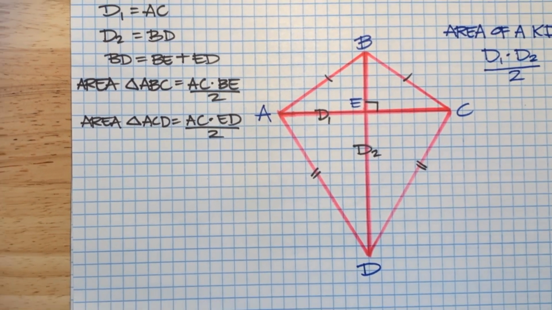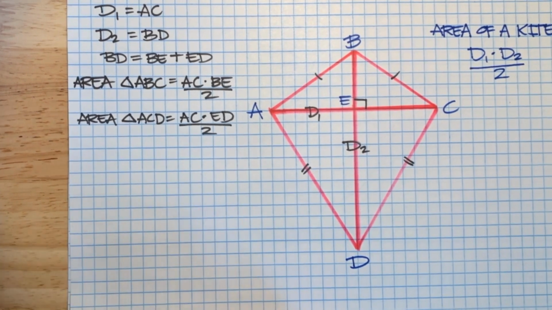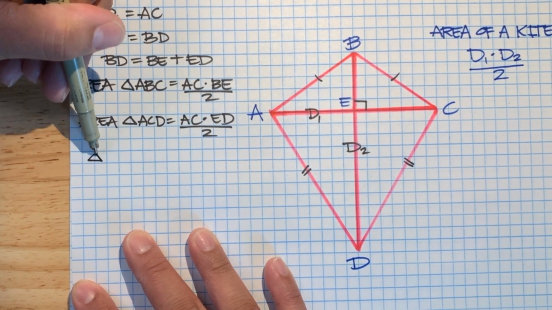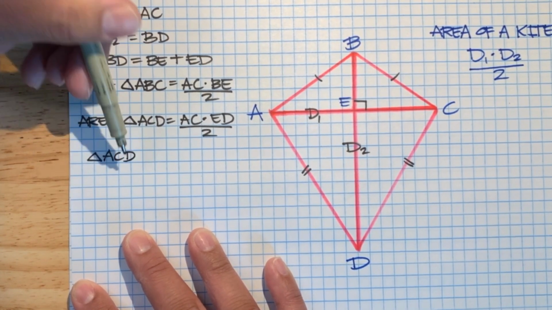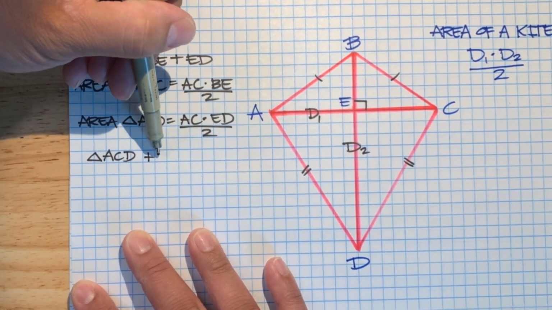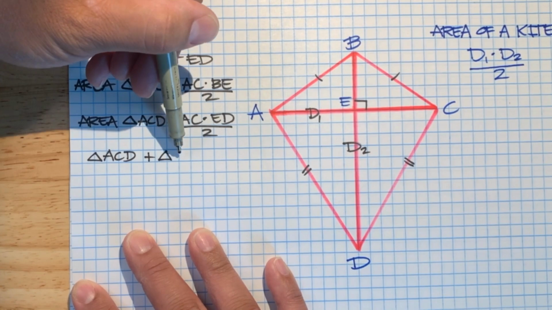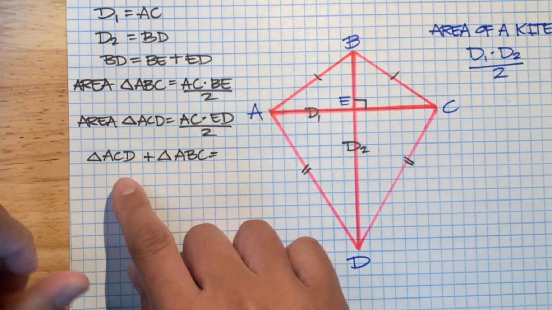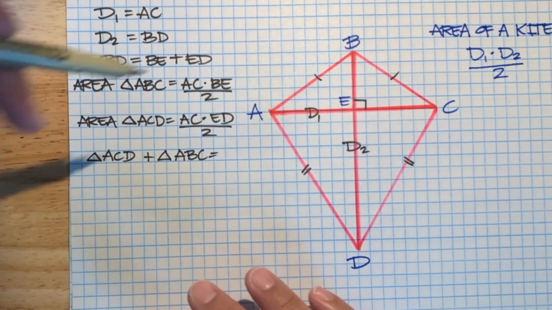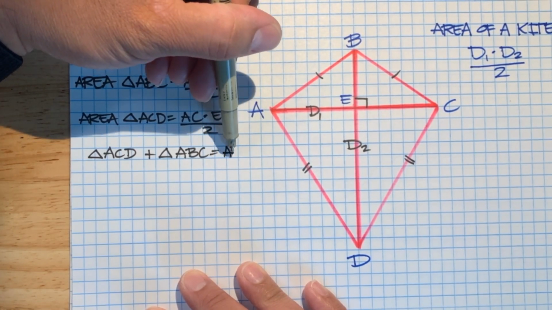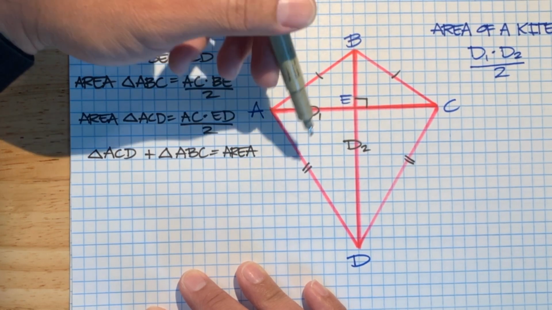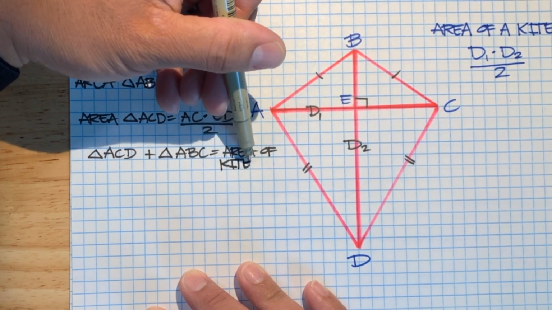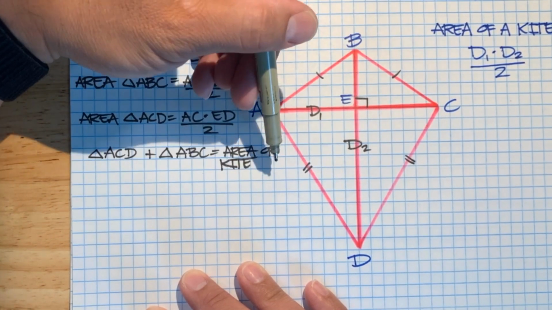Now let's represent the full area of our kite. Let's take triangle ACD plus triangle ABC, and this triangle plus this triangle would make the area of kite ABCD.